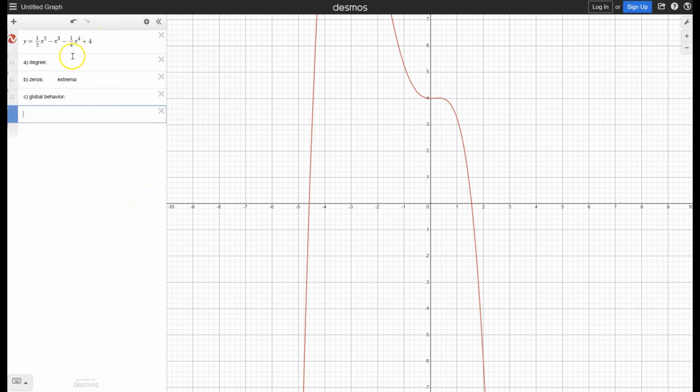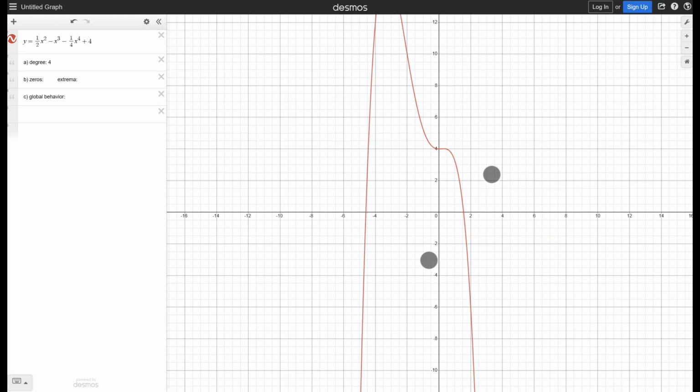So I've got that one typed in for us. Just looking at the formula, I can see that it's degree 4. Again, it doesn't matter what order those terms are in. It's that biggest power. So a 4th degree polynomial, a quartic, is what that's called. I can see 2 zeros, but I'm missing a little bit of that top piece.